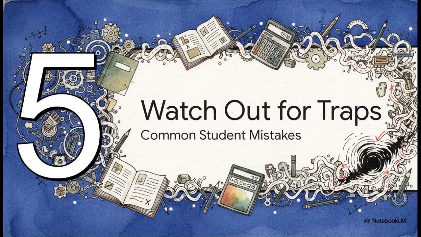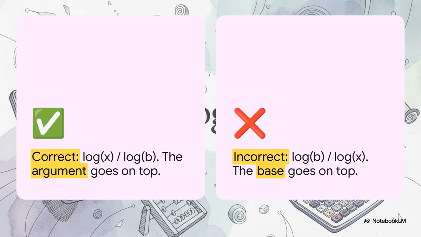So let's look at this single most common trap that students fall into, just to make sure you can avoid it. Okay, look really closely at this slide. The number one mistake, and I mean number one, is shown there in that box on the right. It's getting the fraction upside down. You have to remember, the original number, what we call the argument, that's the x in our formula, always goes on top. The original base, b, goes on the bottom.